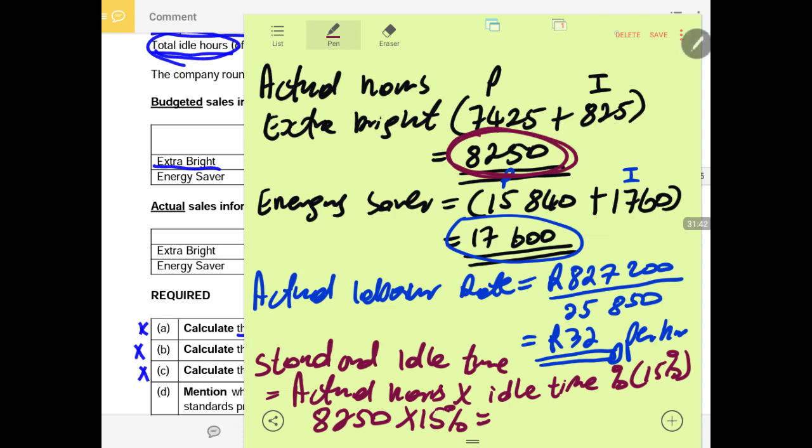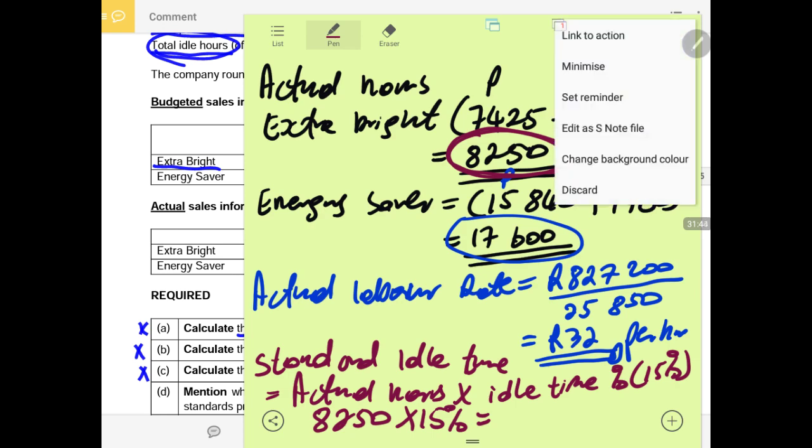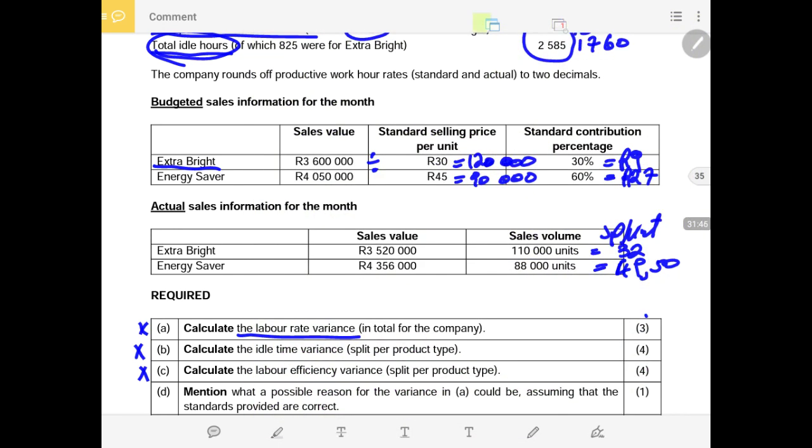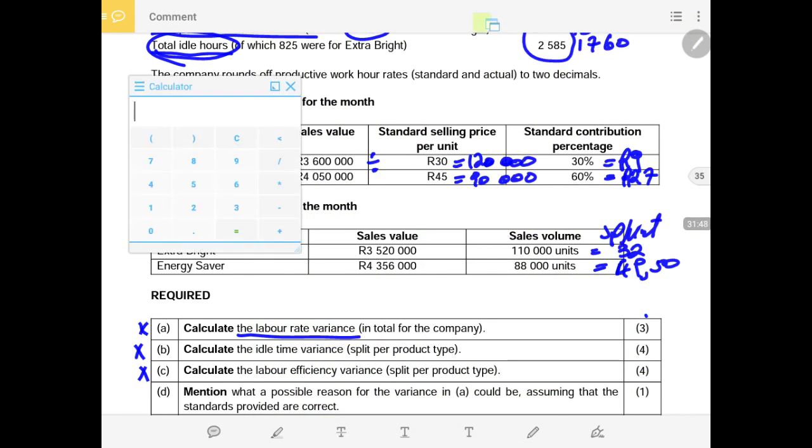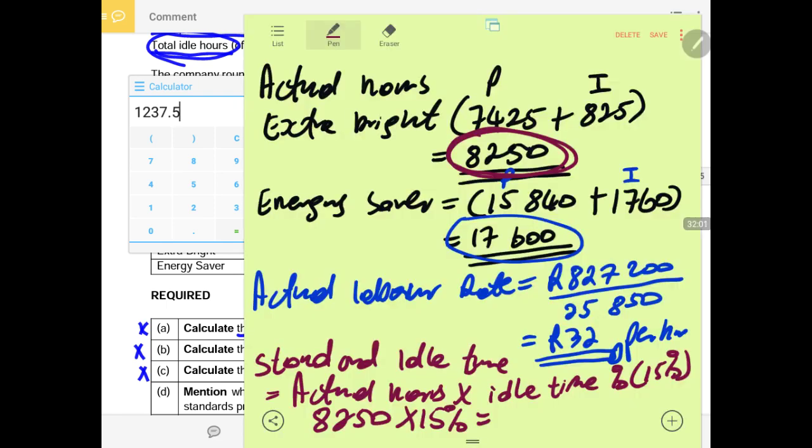So now let us determine how much is the hour that they were supposed to be idling, which we call the idle time standard hours. 8,250 multiply this by 0.15, we discover that 1,237.50 are the hours that our employees were supposed to be idling for the product called extra bright.